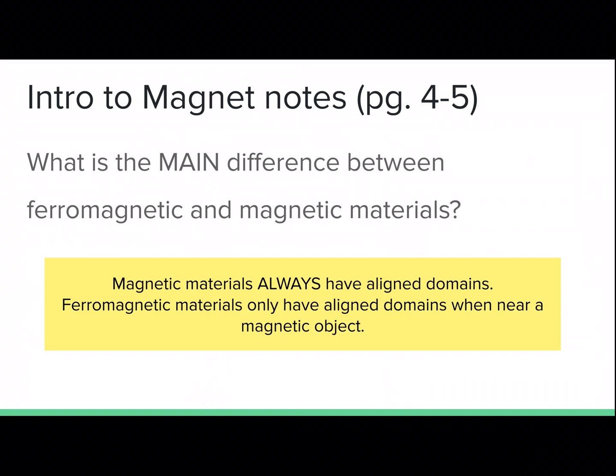So magnetic materials always have aligned domains, whereas ferromagnetic materials only have aligned domains when near a magnetic object. So basically what that means is that the electron spins within a domain all point in the same direction for a ferromagnet, but the electron spins in this domain and the domain next to it don't point in the same direction.